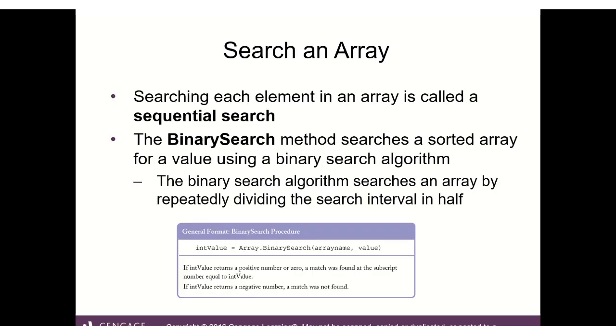You can do a search for an array. So basically you can do the binary search method. It's a very efficient search method. You will learn it later in the data structure algorithm class, but now take it as you are searching the array name and then a particular value. So it will give you a positive number or 0. A match was found at the subscript number equal to the int value. If the int value returns a negative number, the match is not found. So let's say we get -1, then there is no match. This value is not found in this array.